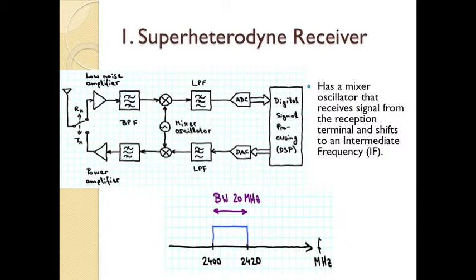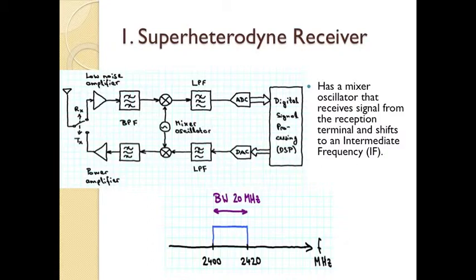The superheterodyne transceiver has a mixer oscillator that receives the signal from the antenna through the reception terminal and shifts it to an intermediate frequency where it's suitable for reception and transmission. For example, it shifts the signal to a low frequency for the DSP and shifts it back to high frequency to transmit it.